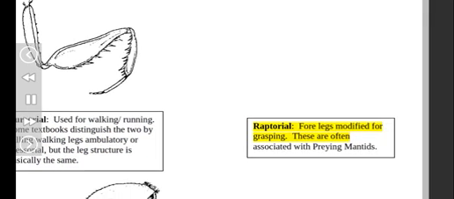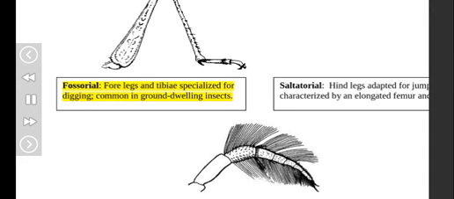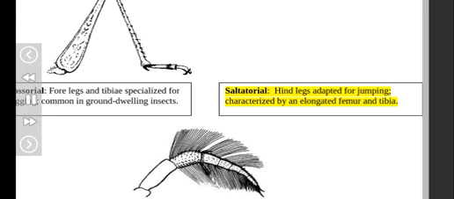Raptorial, forelegs modified for grasping. These are often associated with praying mantids. Fossorial, forelegs and tibiae specialized for digging, common in ground-dwelling insects. Saltatorial, hind legs adapted for jumping, characterized by an elongated femur and tibia.